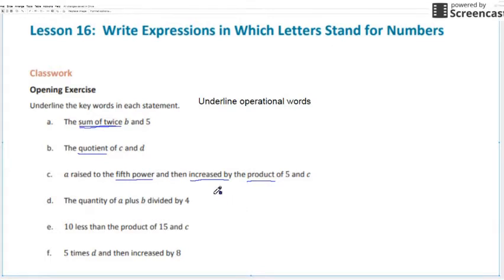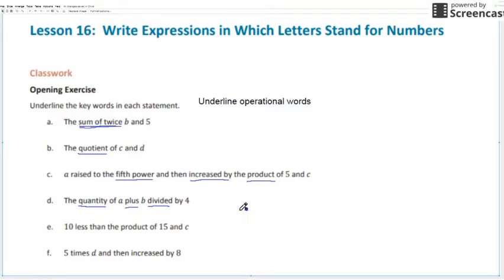All right, so hopefully you gave this a try. If we look at D, it says the quantity of A plus B divided by 4. So of course we would have plus and divided by. You would also want to use quantity because quantity is like the sum. It means we have to answer the addition problem before we do the division. So that is an important word. It indicates something that we have to do.